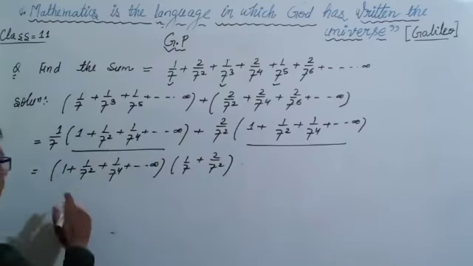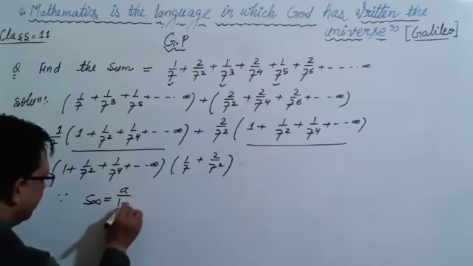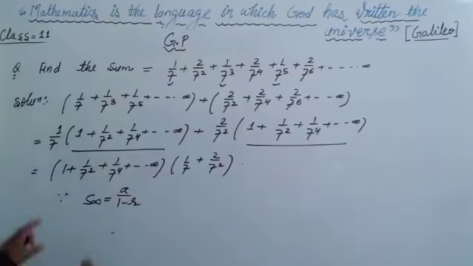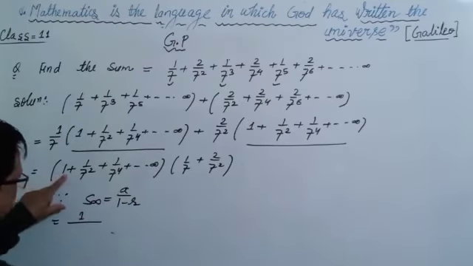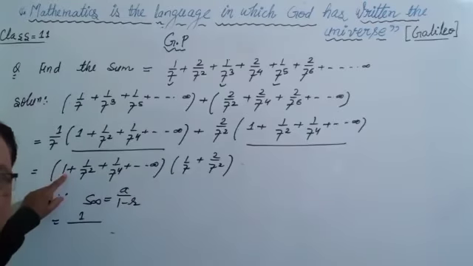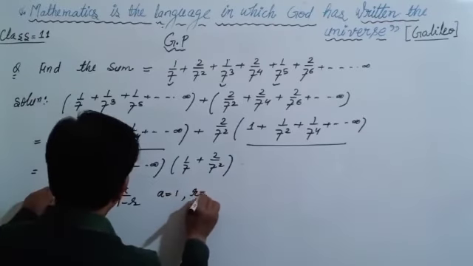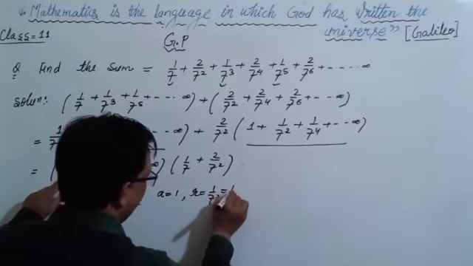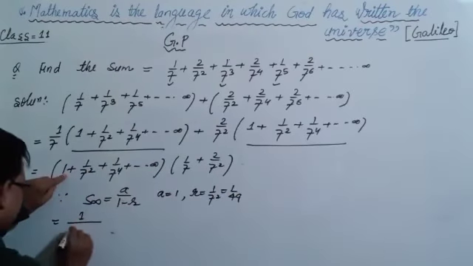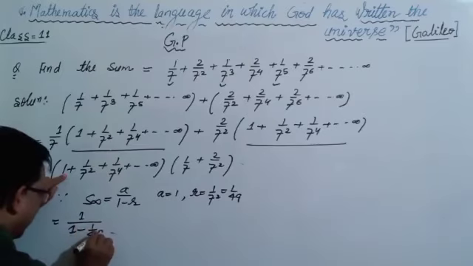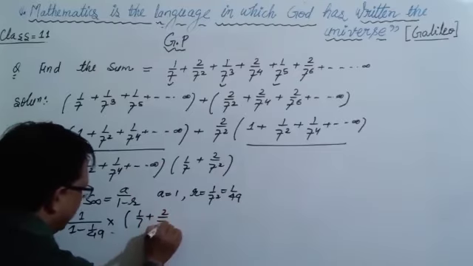Okay, now here we apply the formula. Which formula is used? S infinite is equal to A upon 1 minus R. So A is 1, the first term, and the second term is always R. So here A is 1 and R is equal to 1 by 7 square, meaning 1 upon 49. So this is 1 minus 1 upon 49, into this 1 by 7 plus 2 by 7 square.